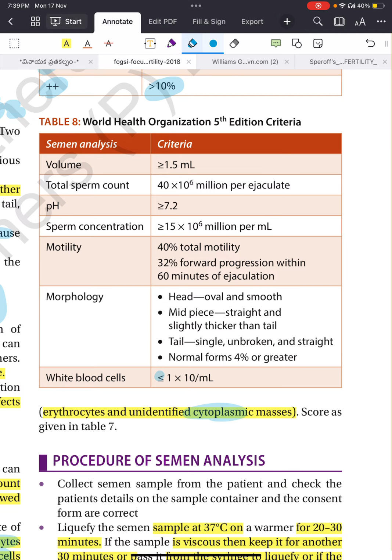This is the fifth edition WHO classification of semen analysis. Normal volume is 1.5 ml, total sperm count is 40 million, and pH is more than or equal to 7.2. Sperm concentration we already know, 15. I used to remember it like this: motility is 40, so go forward 40. Then motility is 40 and forward progression is 32. Coming to morphology, if you have an oval and smooth head, straight midpiece, single tail, and normal forms of 4% or greater, it is good. White blood cell count should be less than 1 million.